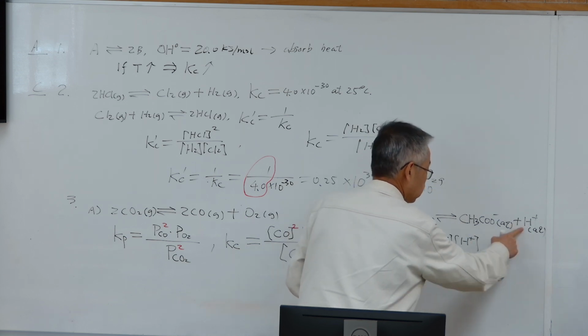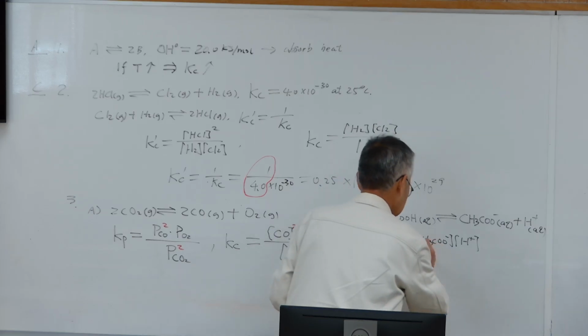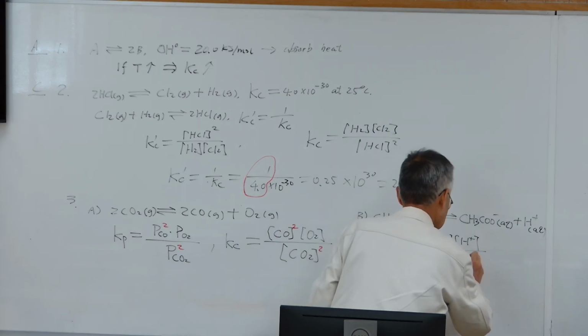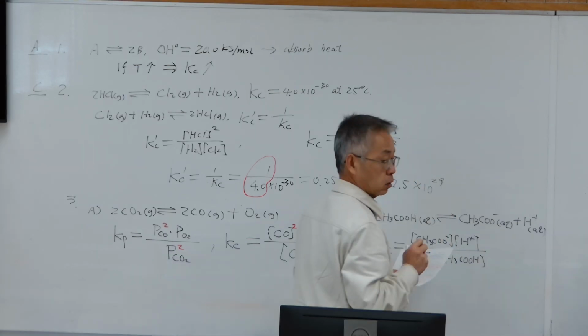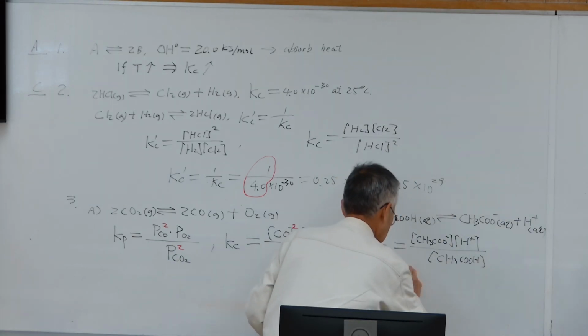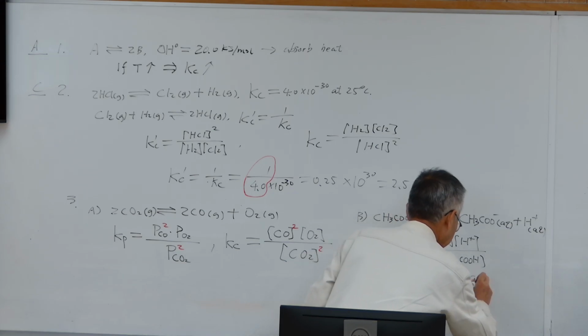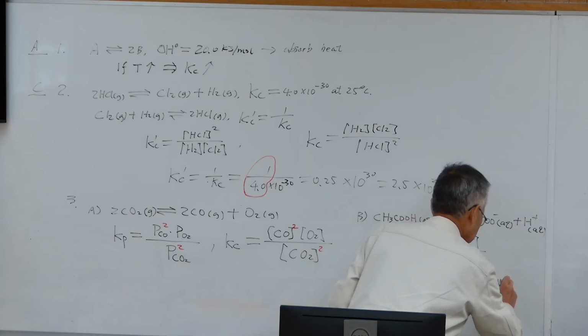So Kc will be product in the numerator. Both have no number, which means 1. Right? Reactant in the denominator. No Kp because no gas is involved in the reaction.